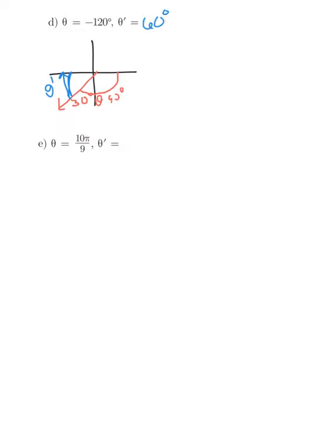On example E, we are back into radians, and we have a theta of 10 pi over 9. What might be helpful for you is to think about what 10 over 9 equals in a mixed number. 10 over 9 could be written as 1 and 1/9 pi. So that might help you if you need to use that idea.